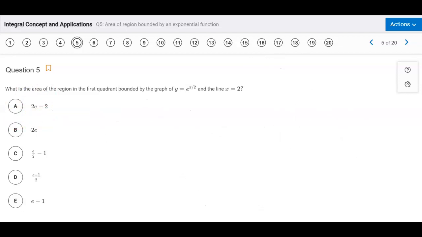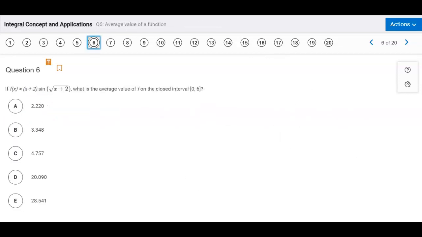A. All right, moving on to number 6. Notice that we do get to use a calculator on this one. That's nice. Pay attention to those little details.